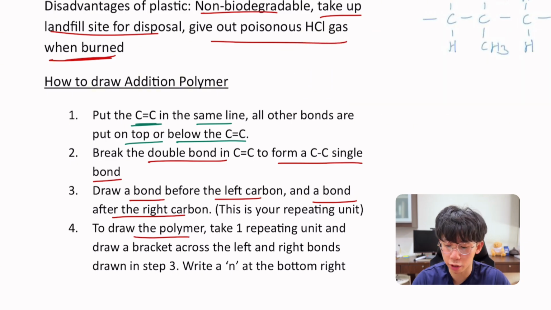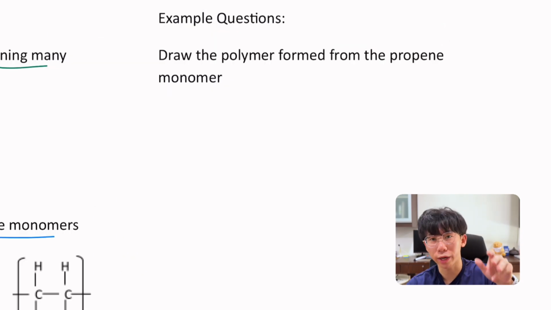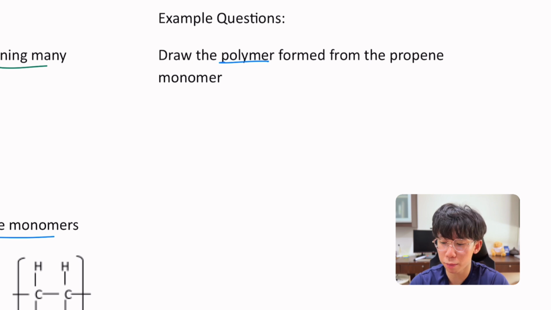Then, if you need to draw the polymer, you have to take one repeating unit and draw a bracket across the left and the right bonds drawn in step 3. This, with an N at the bottom right, is the polymer. Let me show you how you can apply these steps in some example questions. This question here says draw the polymer form from the propene monomer. You're going to draw propene first.